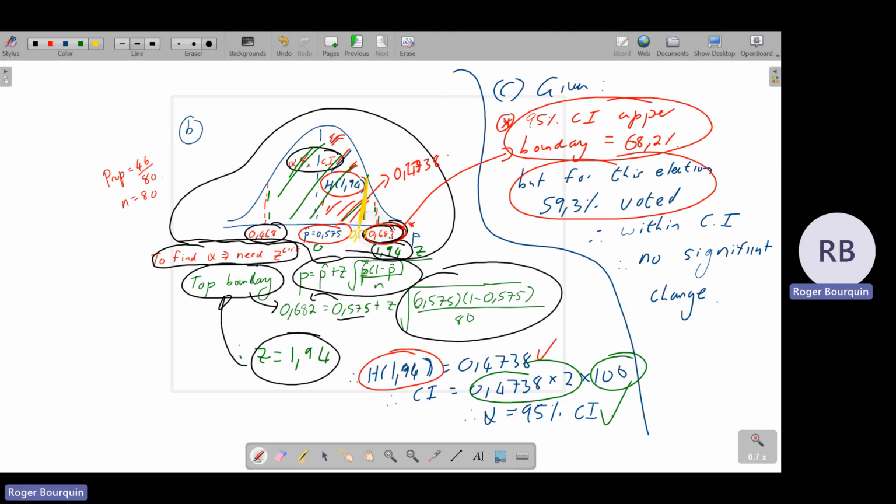And as you can see, it doesn't fall within the significance level where we can reject things. So it falls within the confidence interval and not into this region of rejection, which would be to the right of 68.2. So this is just showing the link between confidence intervals and significance levels. It's within the confidence interval, 59.3%, so there's no significant change. Nothing really has changed. Okie dokie, guys, hope that makes sense.